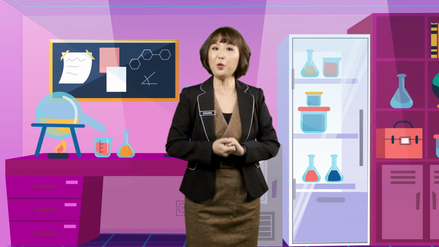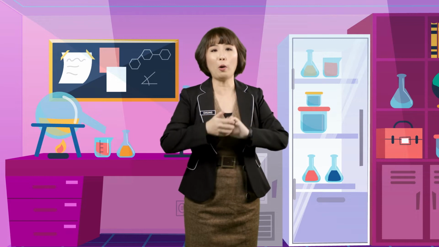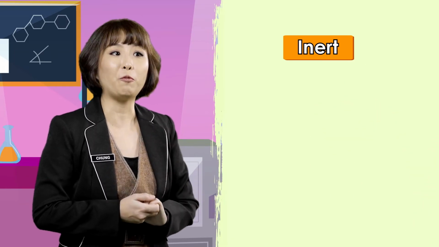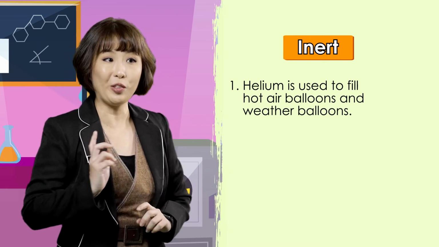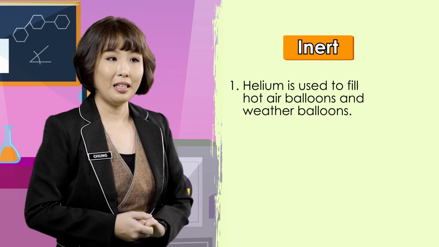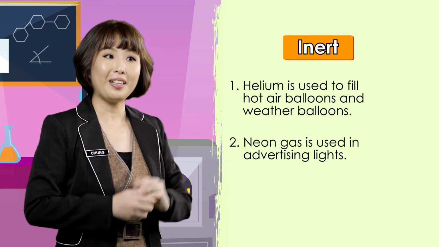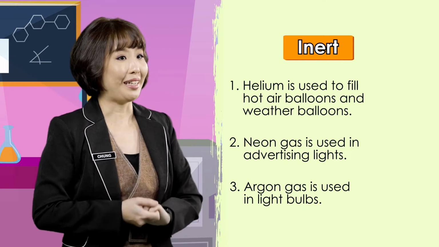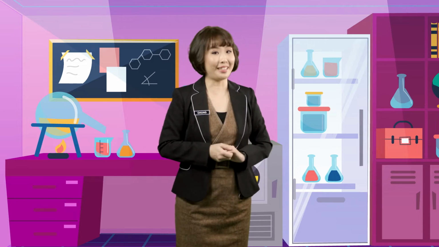Next, let's discuss inert gases. There are very few inert gases in the atmosphere, but the inert gases play an important role in our daily life. Here are the types and uses of inert gases. Helium can be used to fill hot air balloons and weather balloons. The colorful light from advertising lights is filled with neon gas. And argon gas is used in light bulbs. Now, let's move on to the next section.